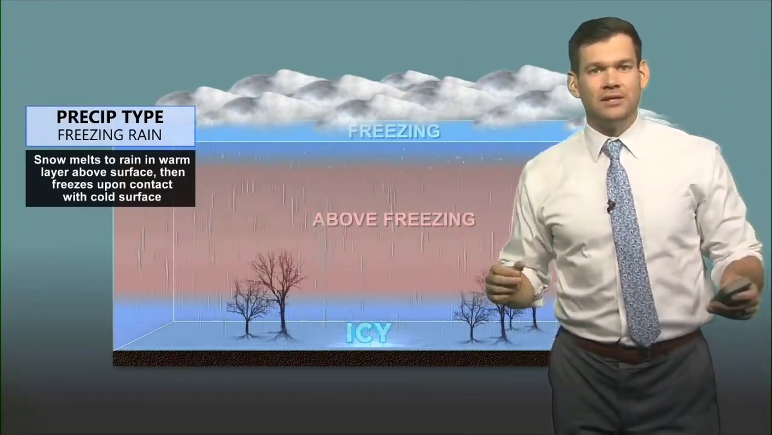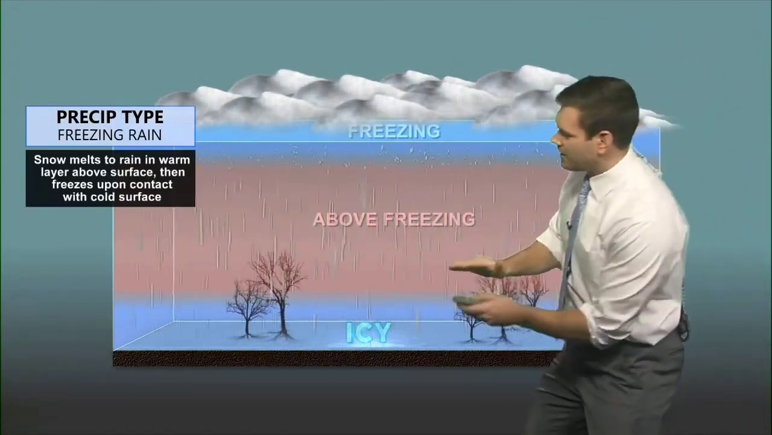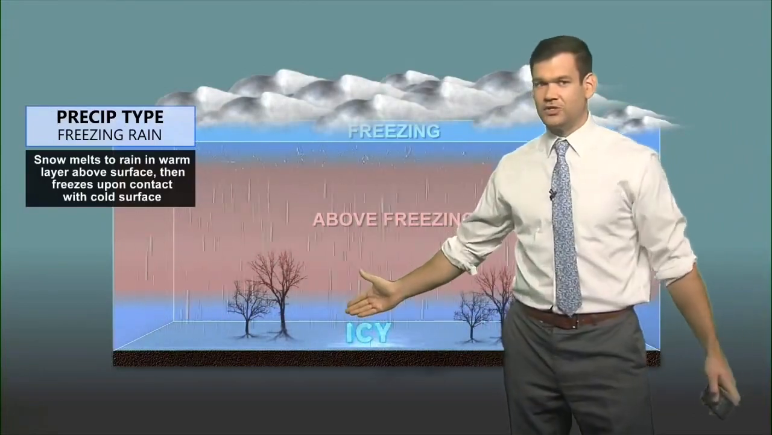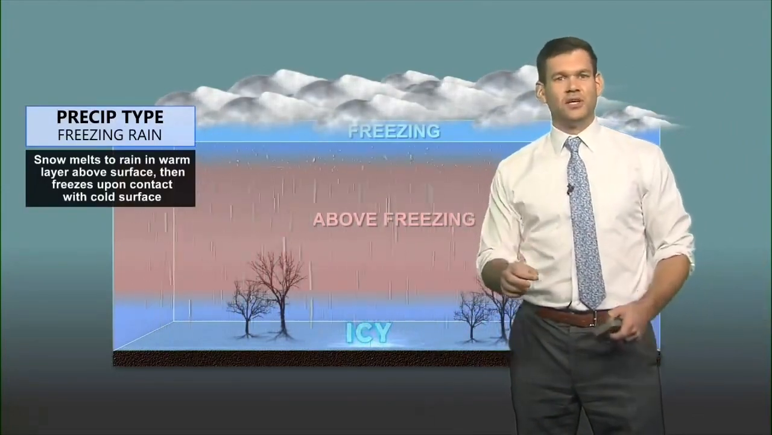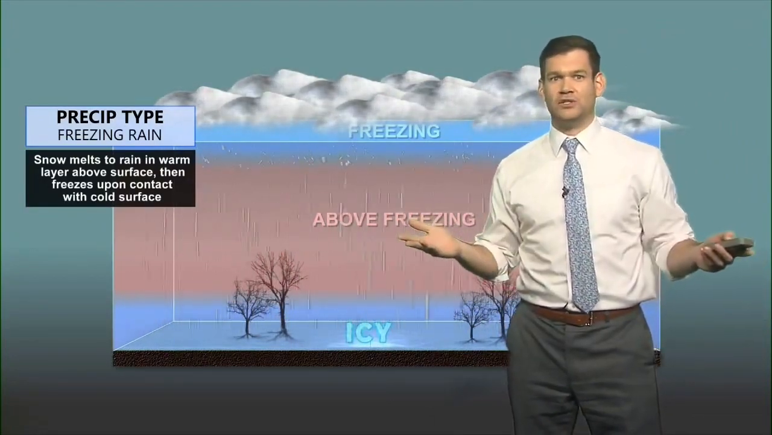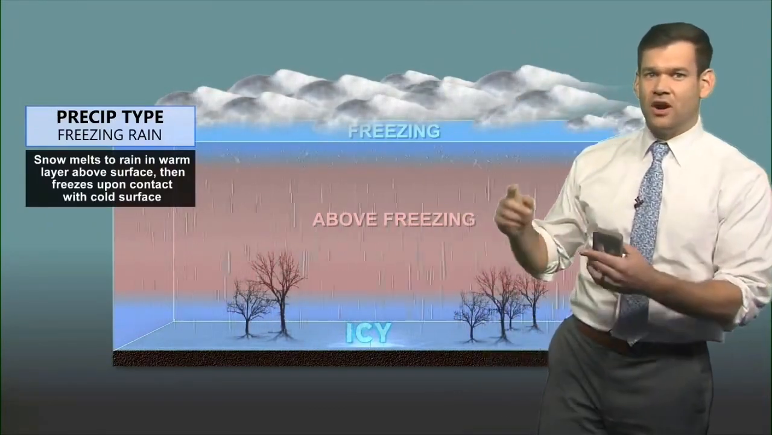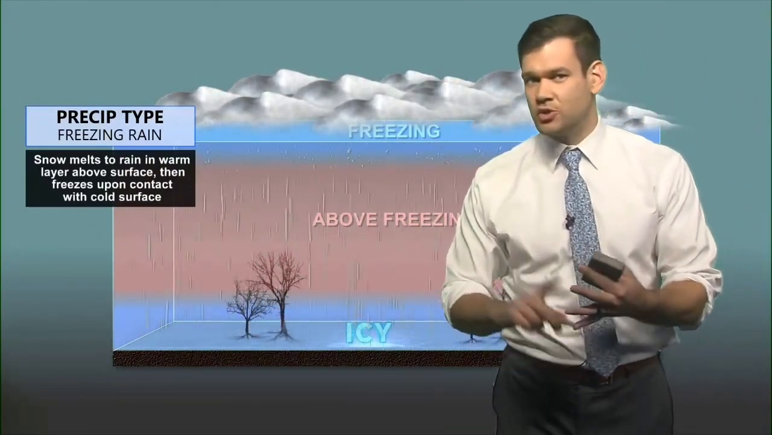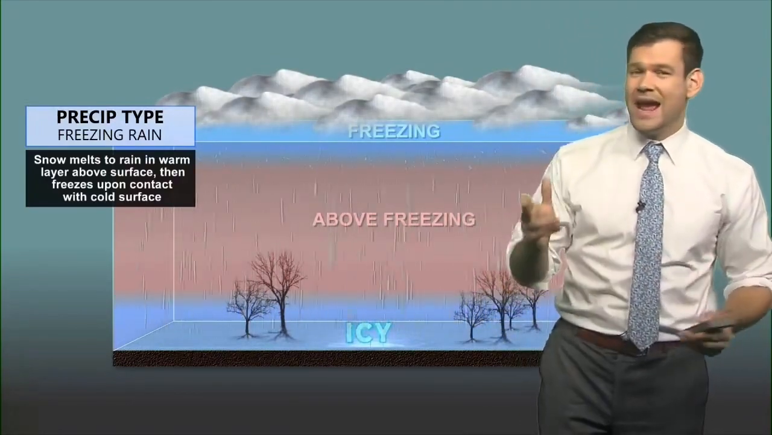Well, unlike with sleet, there's not a large enough cold layer at the bottom for this to refreeze. So what does it do? It falls as liquid, but the surface, it's 28 degrees. Now it's freezing on power lines, on trees, on shrubs, on roadways, on bridges, and that's where you get your big issues.